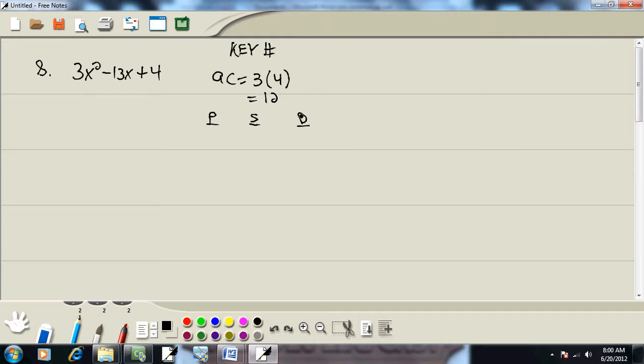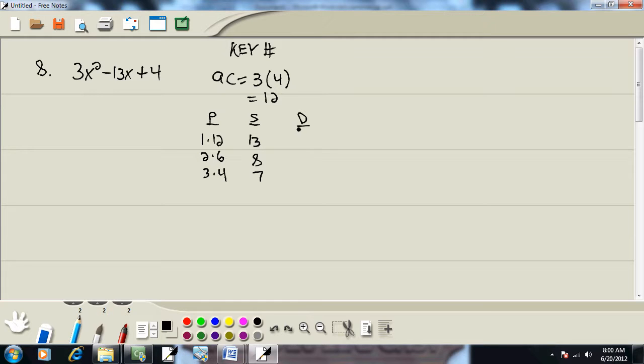Now we would ignore signs at that point. Like if that had been a negative 4, we would still go with just positive 4. And we're going to have 3 columns. A P column, we list all the products that give us 12. Well, 1 times 12, 2 times 6, and 3 times 4. Then we have the S column, S for sum. That means we add these numbers together. 1 plus 12 is 13, 2 plus 6 is 8, and 3 plus 4 is 7.